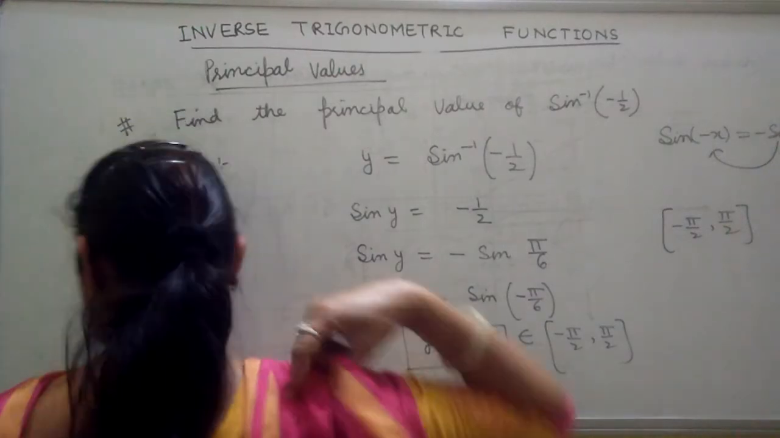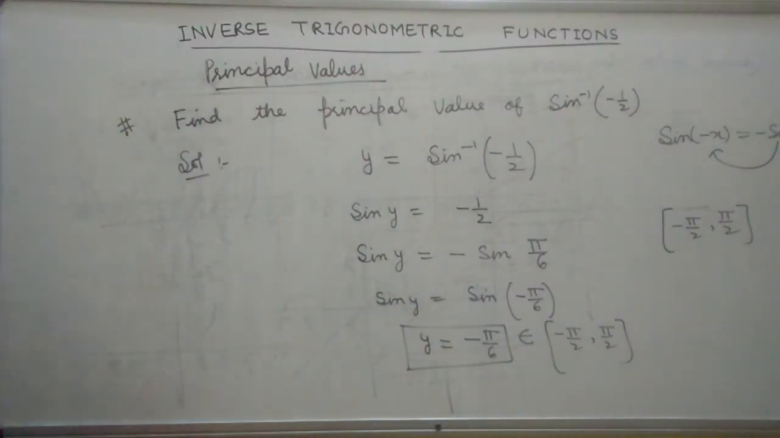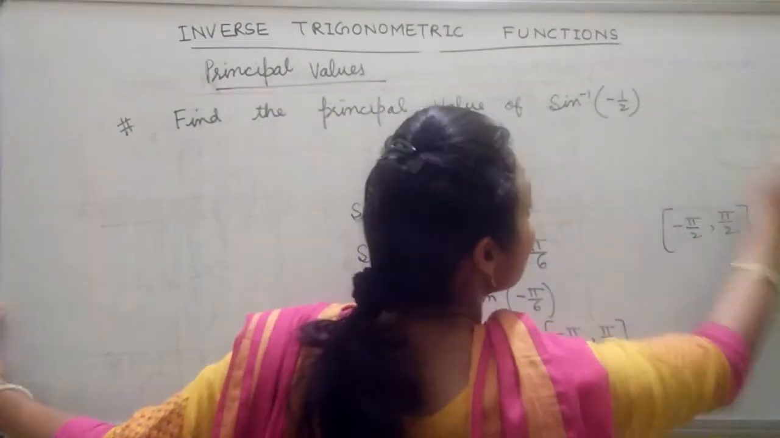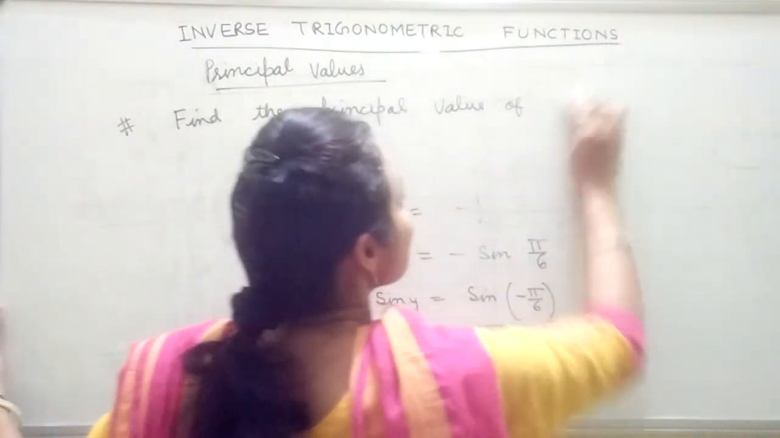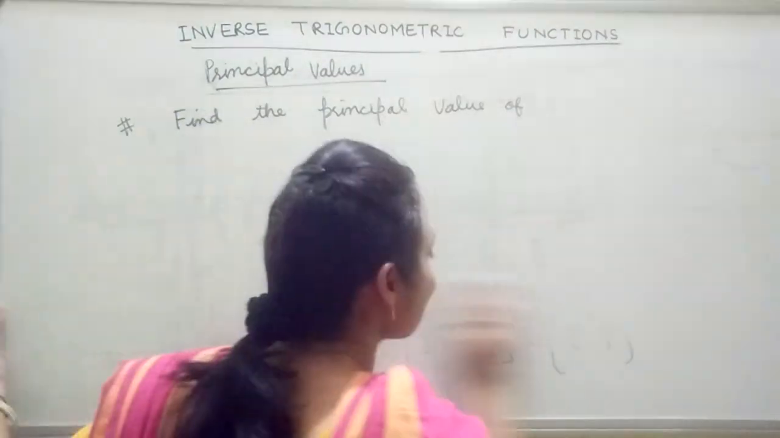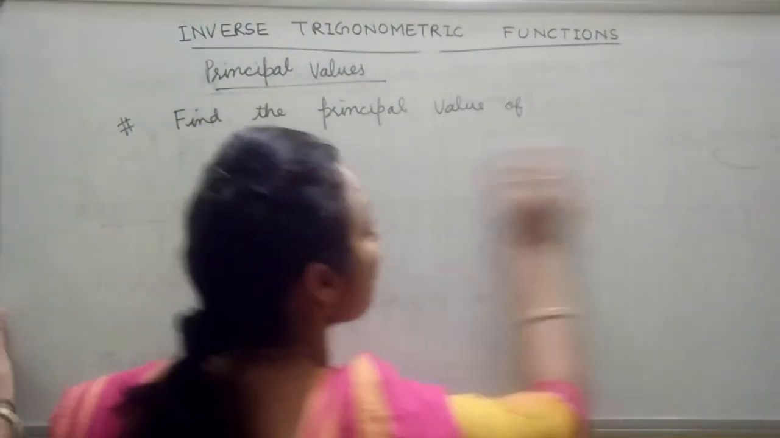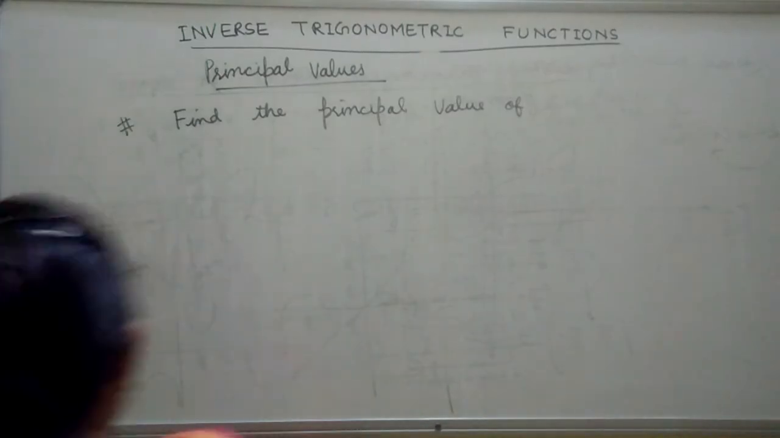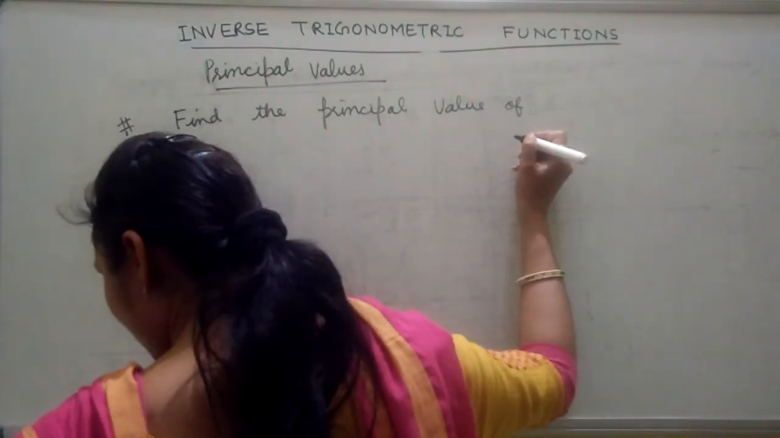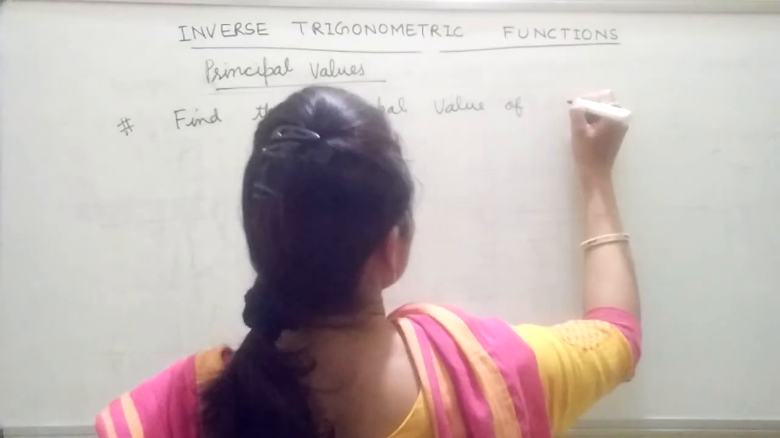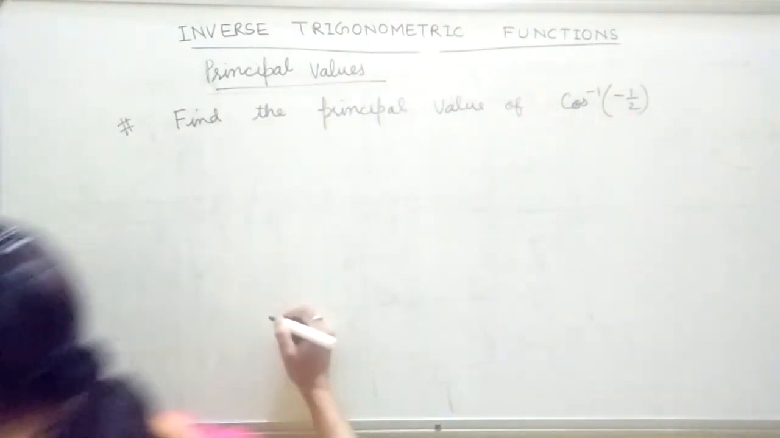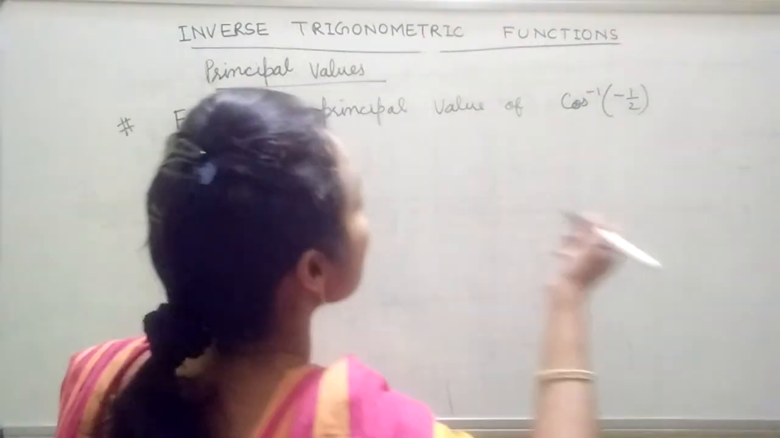One more question. In the case of cos, how can we find it? Cos is not able to take the negative inside, because cos of negative x equals cos x. So how can we find it? We have the question cos inverse of negative 1 by 2. How can we find this solution?